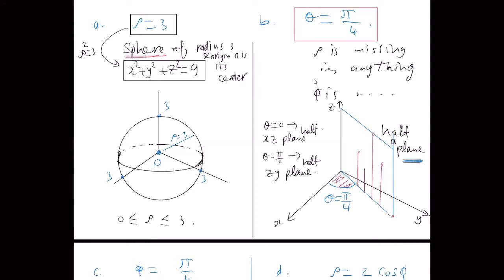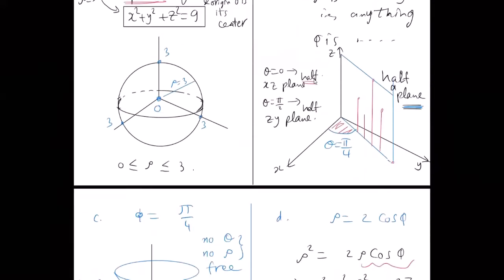Why do I say half plane, not a plane? Because the other half of the plane will have another angle. Theta will be pi plus pi over 4. It's 5 pi over 4. Okay.